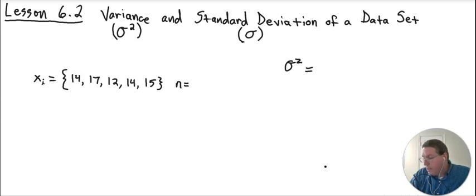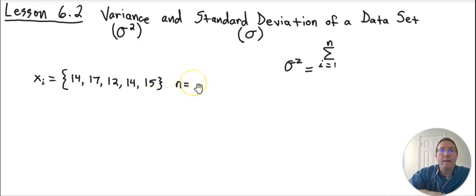There it is. We have to do a sigma sum, and just like the mean, it's going to go from 1 up to n. In this case, we're starting with data set x sub i, and what is the n of this data set? Well, we have 1, 2, 3, 4, 5 elements, or 5 numbers in this data set, so n is equal to 5. So for this formula, when we do this sum, it'll be i equals 1 up to 5. But we're just writing the formula right now.